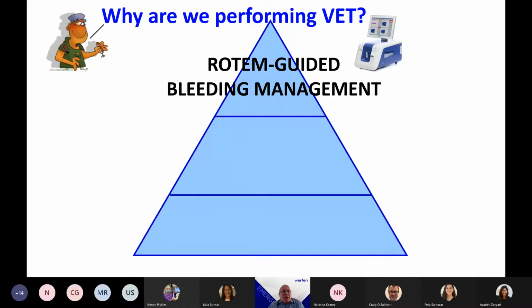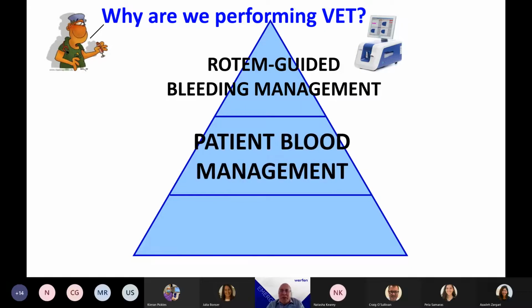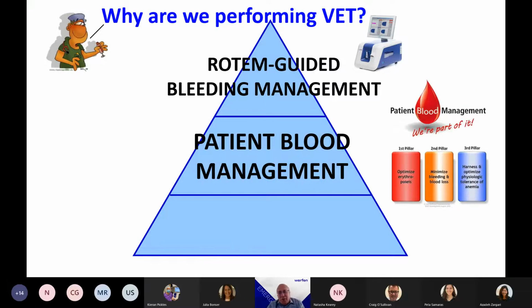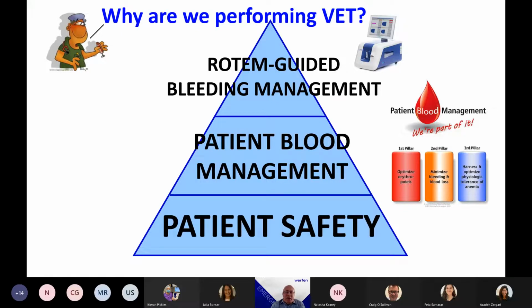So that brings us to the question, why are we performing viscoelastic testing or ROTEM-guided bleeding management? We have to understand this as an essential part of patient blood management, in particular the second pillar, which means minimize bleeding and blood loss. Again, we can also discuss the third pillar, going beyond just to improve tolerance to anemia. We should also expand this, from my point of view, to other blood products. So not only be restrictive with red blood cells, we should also be as restrictive as possible with plasma and platelets. And finally, it's about patient safety.